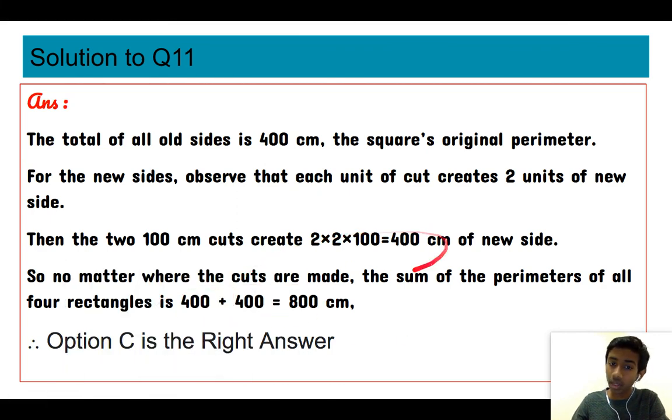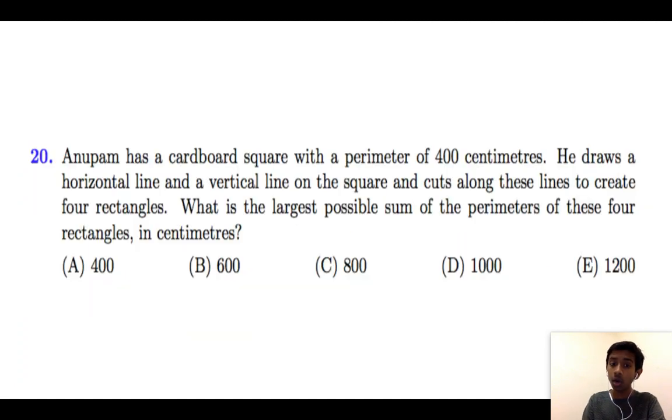Find the perimeter of each of them. So it's 2 into 2 into 100. So that new side is 400. So then 400 plus 400 is 800. Therefore, the answer is 800. So no matter where you cut to make the rectangles, your answer will come as 800 centimeters.